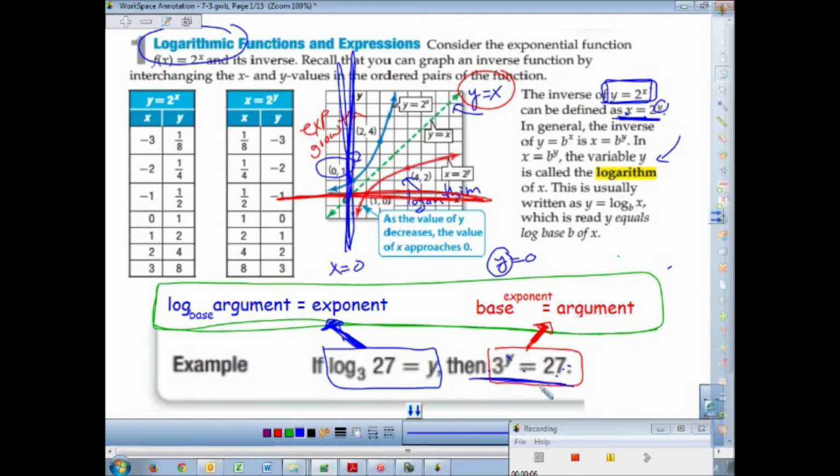What was the base in this situation? 3. Do you see where the base is located right here? Isn't 3 still the base? Cool. What was the exponent in this situation? y. Do you see where the exponent is located? That's over here now, correct? And the argument was 27. This is read out loud: log base 3 of 27 is y. The log base 3, the logarithm, we just call it a log, right? Log base 3 of 27 equals y.